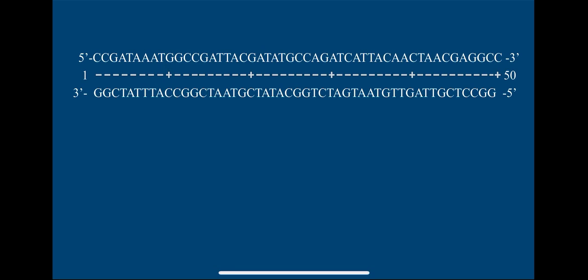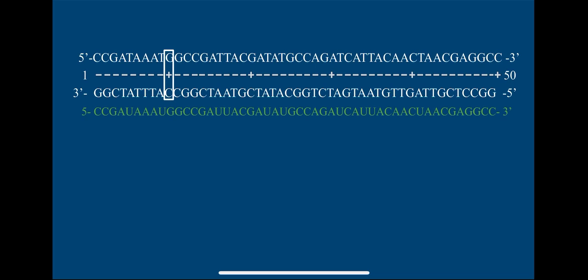Okay, so now that you have transcribed either of those strands, it should look like the one in green. And that light blue box is going to be our promoter. So those letters that are included there will not be included in the final transcription.